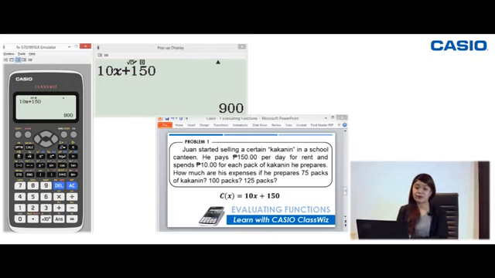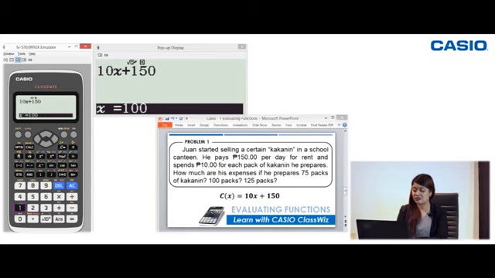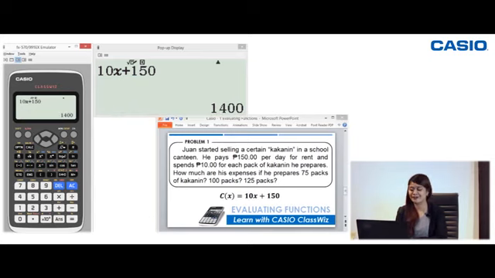What if he prepares 100 packs? We just press calculate again and press 100. Pressing the equal sign gives us 1,150 pesos. And finally, we want to find his expenses when he prepares 125 packs. So calculate x is equal to 125. And this gives us 1,400 pesos.